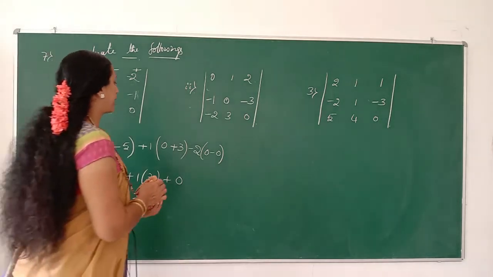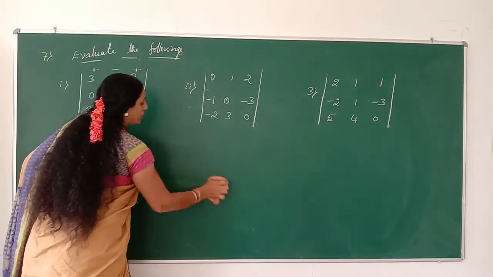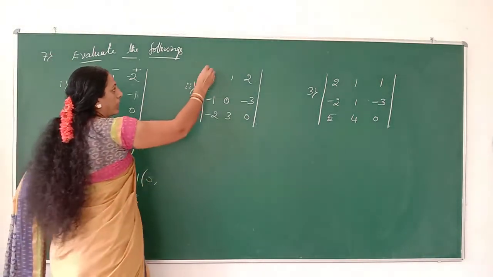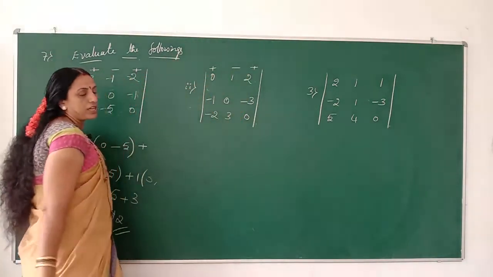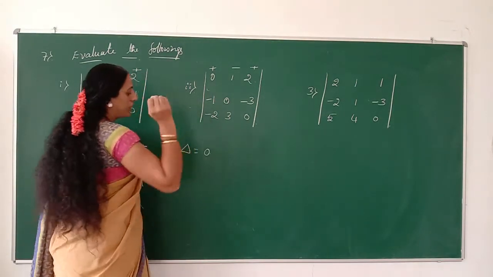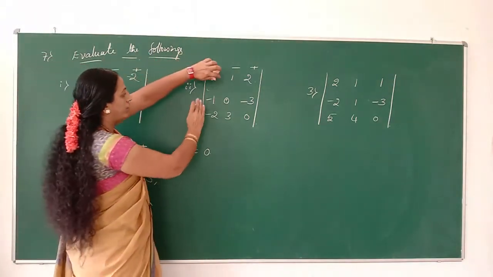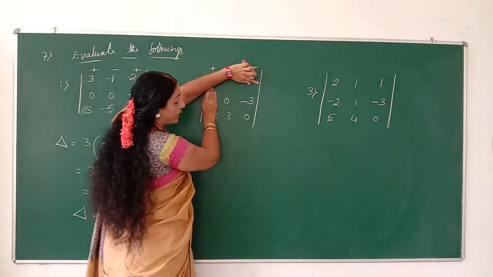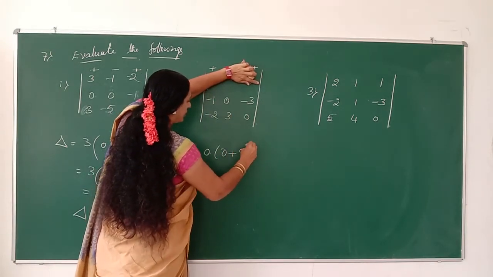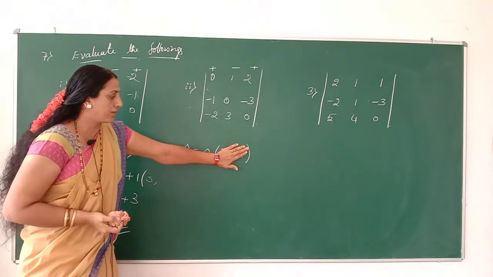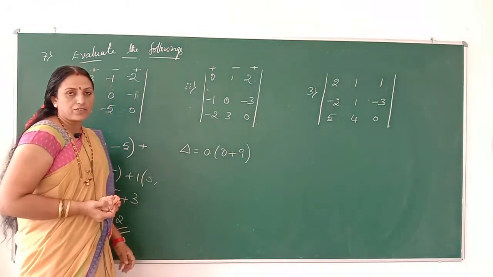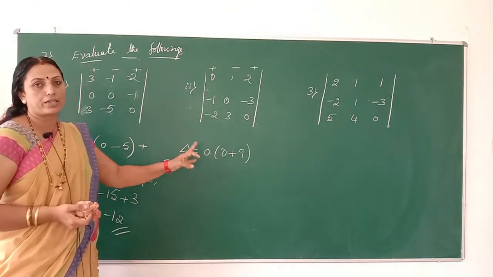So similarly, for the next matrix determinant 0, 1, 2, minus 1, 0, minus 3, minus 2, 3, 0, again by using the alternating sign for the first row. So delta is equal to, the first element is 0. 0 is an element of the first row and first column, and these get neglected. It is also not necessary to mention those values, because if the multiplier is 0, 0 into anything will be 0.